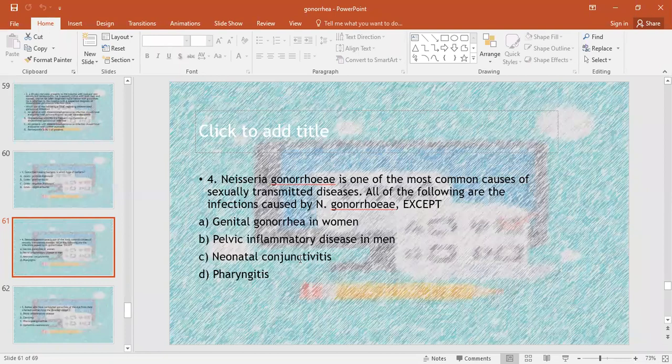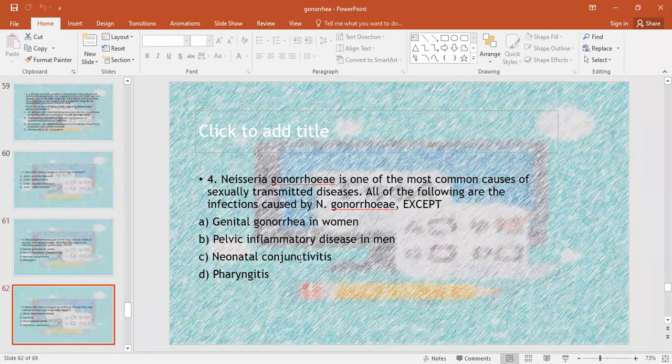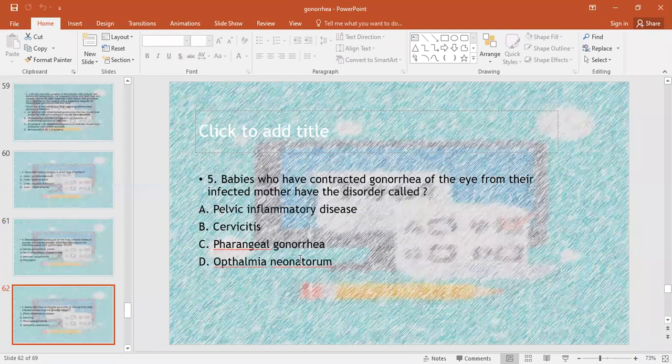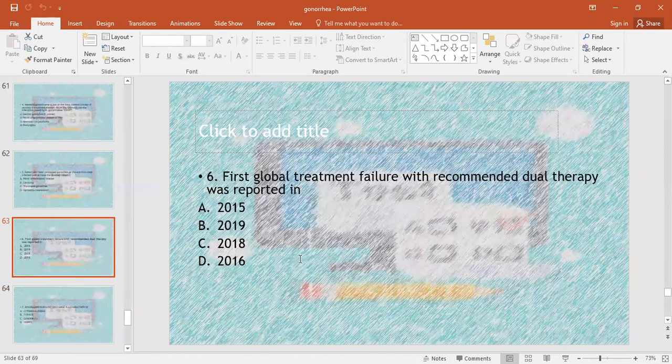Pelvic inflammatory disease occurs in women. Babies who have contracted gonorrhea of the eye from an infected mother have the disorder called: pelvic inflammatory disease, cervicitis, pharyngeal gonorrhea, ophthalmia neonatorum. D, ophthalmia neonatorum. Yes.